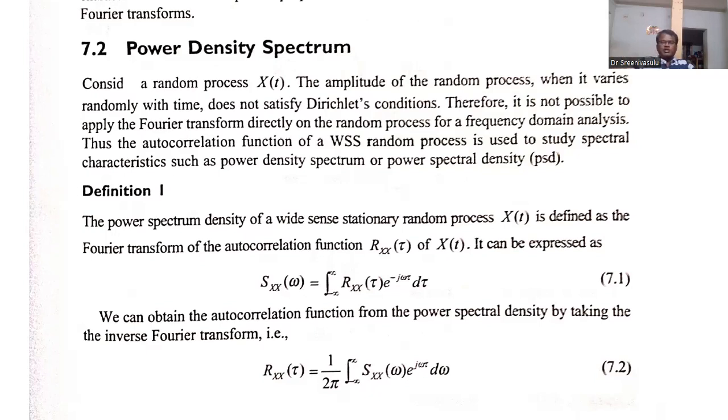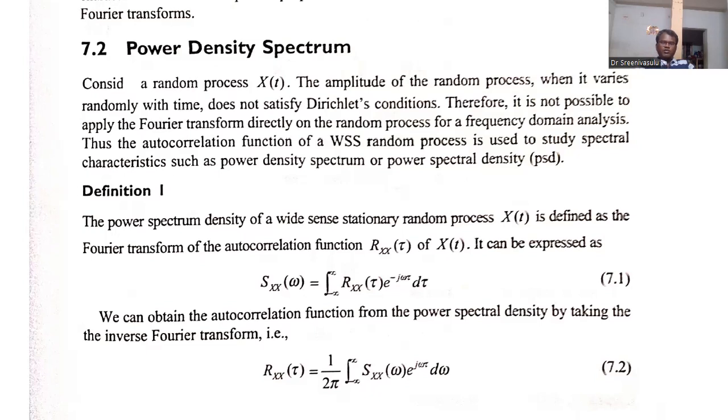Sxx of omega is equal to the integral from minus infinity to plus infinity of Rxx of tau into e power minus j omega tau into d tau. So it's a simple formula. In between x of t and x of t we are not directly considering x of t. Instead of x of t, we are considering this autocorrelation function. So it is a Fourier transform pair.